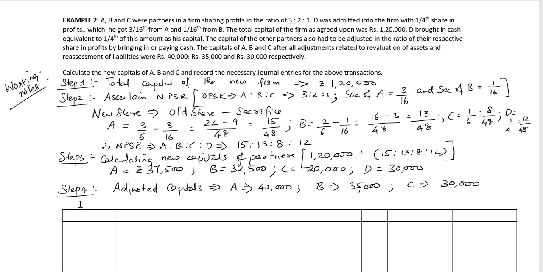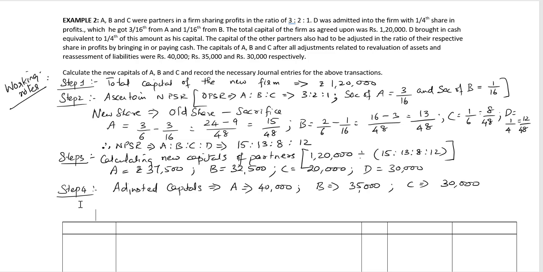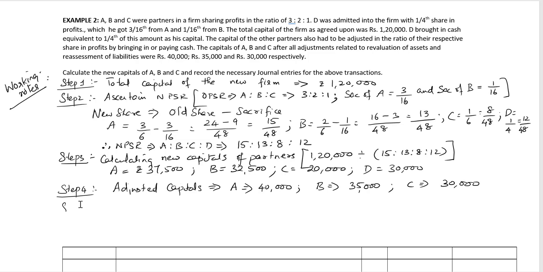So the final step, step 5, we need to compare the adjusted capitals with the new capitals. Now in the case of A, the adjusted capital is 40,000 and the new capital is 37,500 rupees. So A needs to withdraw cash of rupees 2,500.